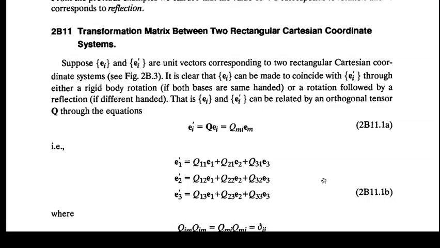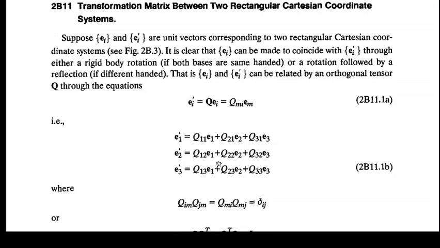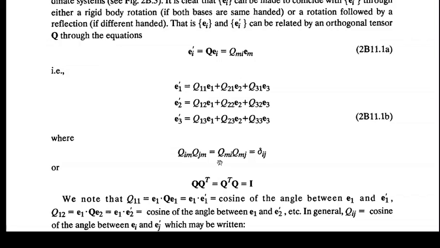Now Ei dash equals Qei, which equals Qmi. This is the relation between Ei and Ei dash with the help of tensor Q. Now this is E1 dash. Simply you are giving the value of i as 1, 2, 3 and opening the summation on m. This is E1 dash, this is E2 dash, this is E3 dash. But as Q is orthogonal, this can be written using the previous result: QQ transpose equals Q transpose Q equals identity.